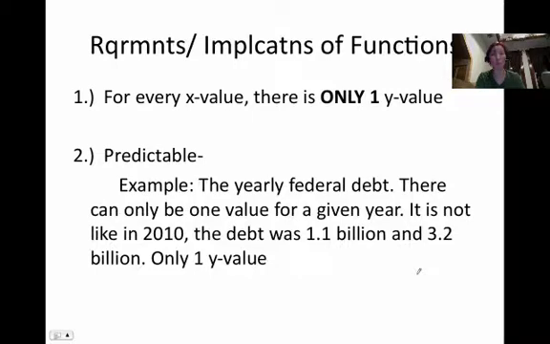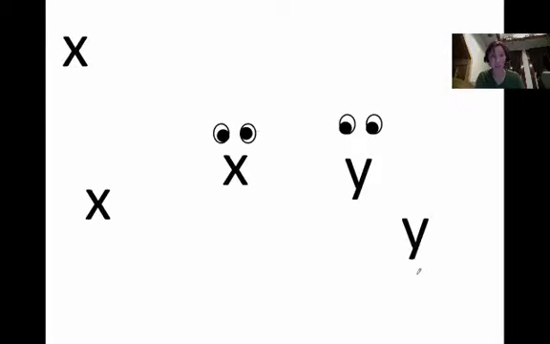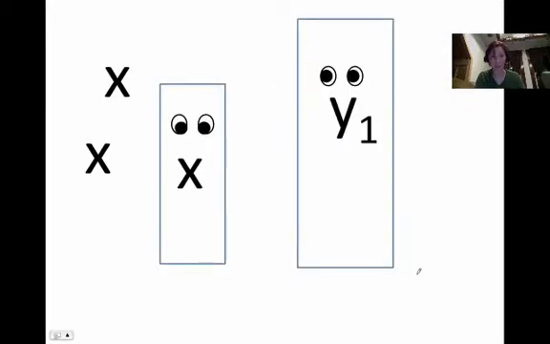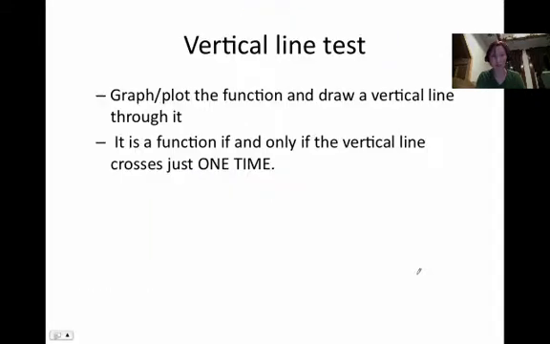Requirements: there is only one output for every input. We said linear equations are always functions. Linear equations are the most basic function we have. It's just a line. And here's my wonderful little cartoon. The x's can't be doing any of this stuff, because then they're cheating and it's not functional. Okay, so this is where we got to.